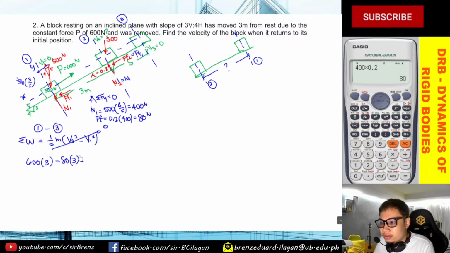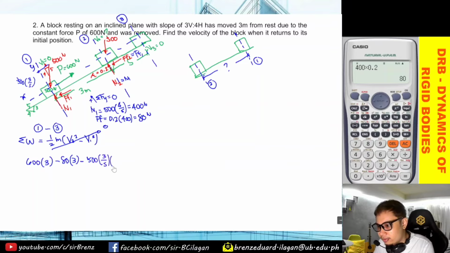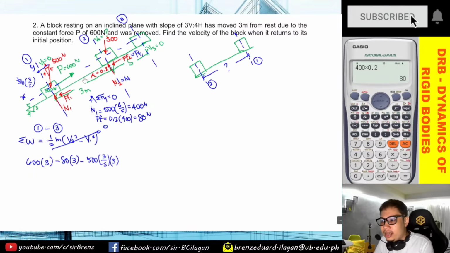Okay? So, minus the x component of the weight of 500, times 3 over 5, multiply by the distance of 3. Okay? So, we're done at this point.